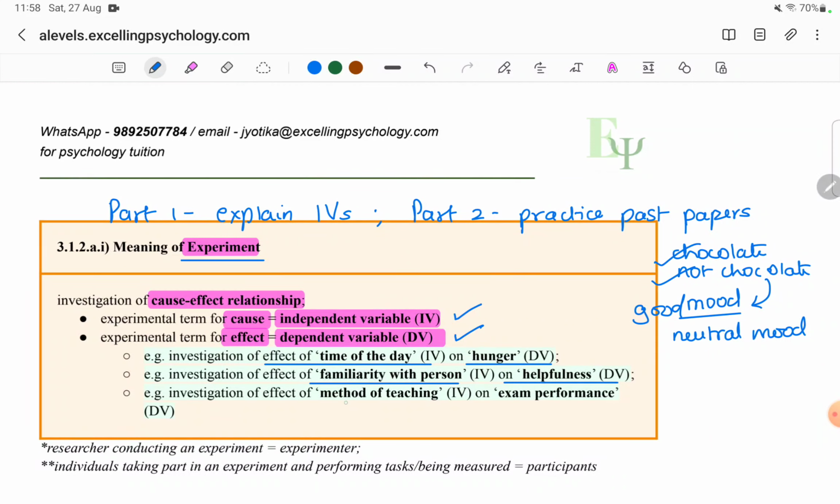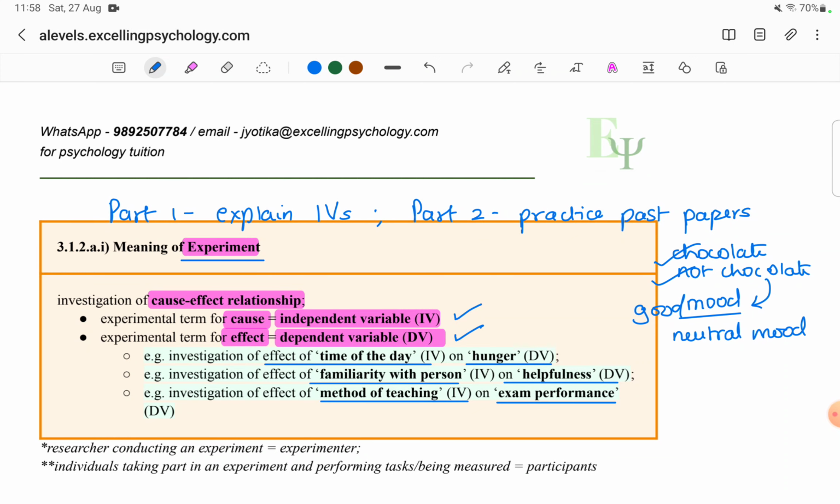Another example is if a researcher is investigating method of teaching, what effect it has on exam performance. The researcher believes that, say because of using a discussion method of teaching, students perform better on the examination, and because of using a lecture method of teaching, students don't perform as well on the examination. So the researcher believes that method of teaching is a reason for the kind of exam performance that comes up.